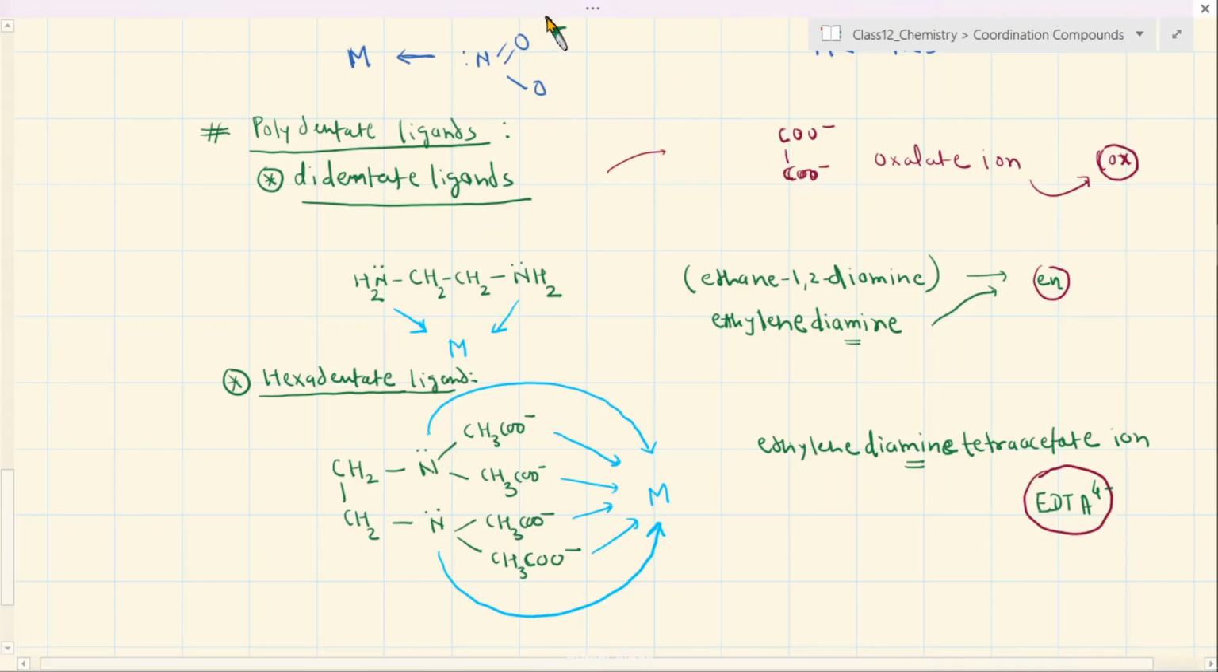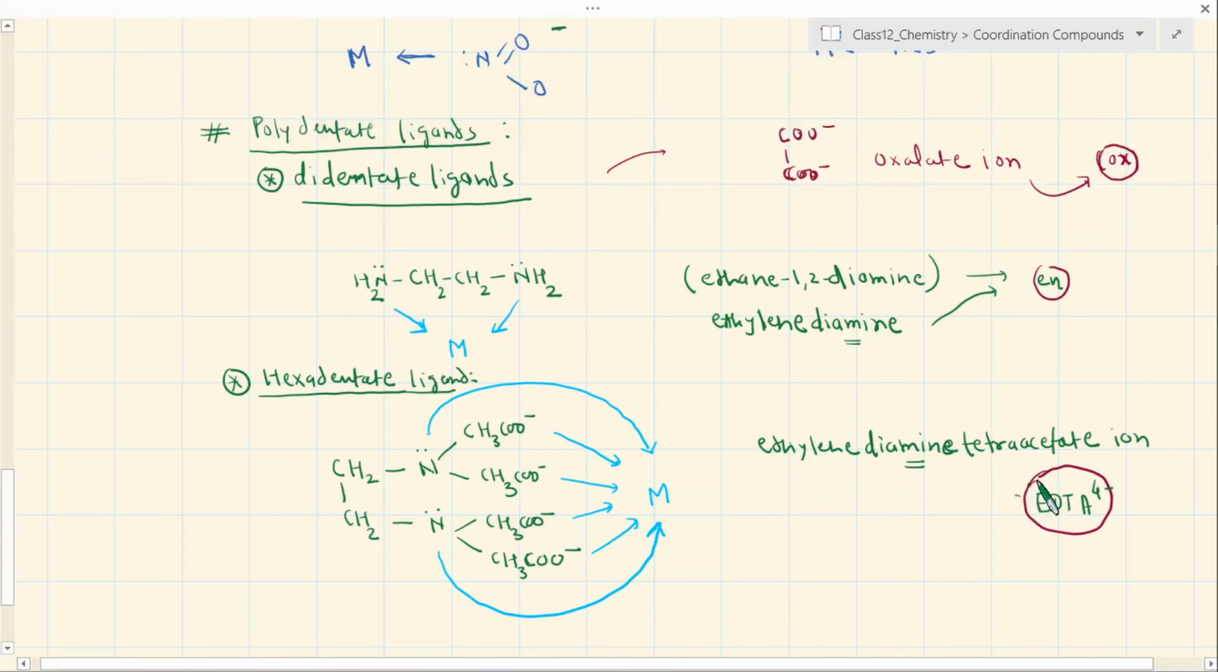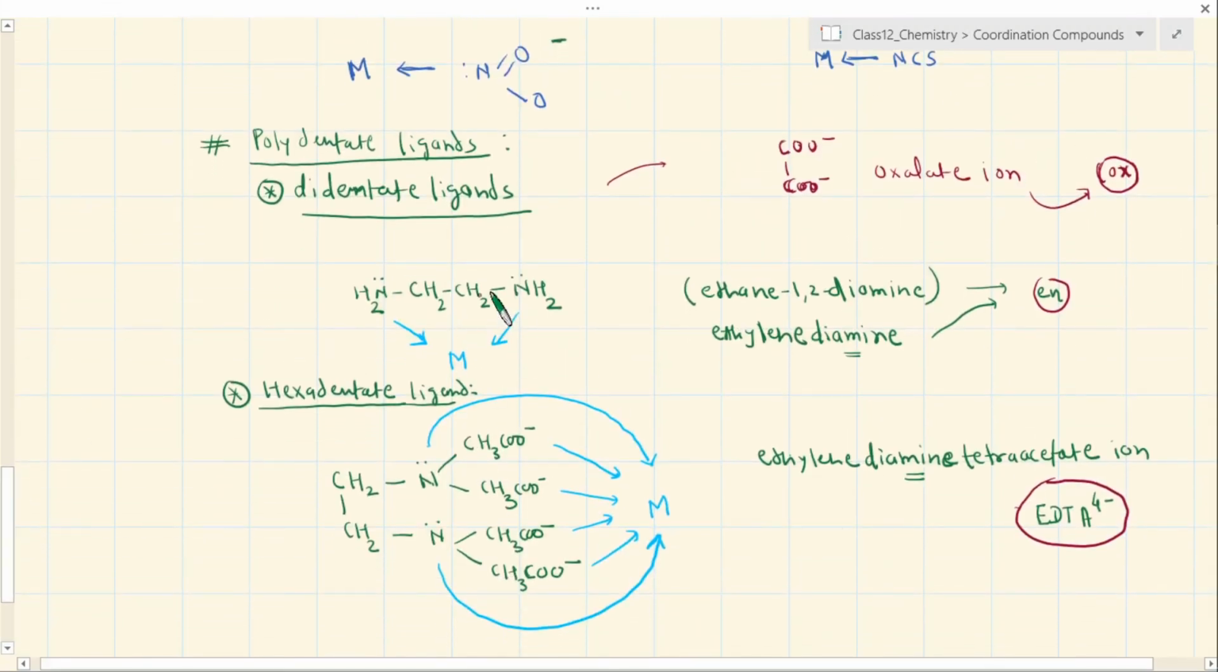Now there is a typicality about these kinds of ligands where you have multidentate coordination bond formation happening simultaneously. Okay, and you can notice that all of them, whether it is didentate, tridentate, tetradentate, pentadentate or hexadentate, end up forming a closed structure. You can see that here, even in this case.